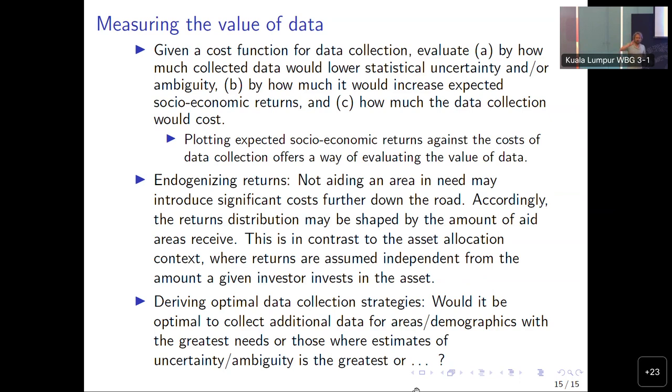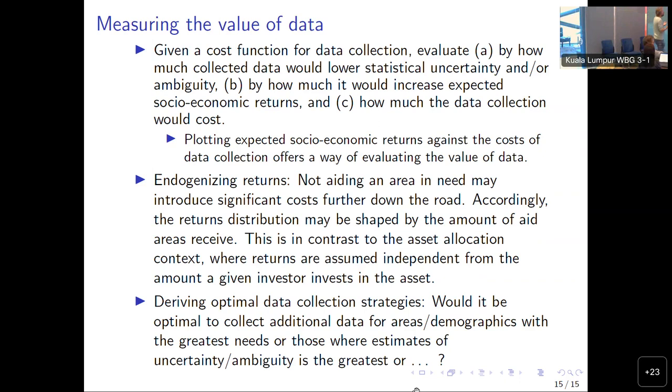We can work out what the expected social returns are, and we are able to attach a cost. So we're in a situation where we can go out to collect data. We know how much it costs us to collect data, and we know what it gives us in terms of additions to the position, which in turn leads us to better expected returns. Then by plotting one against the other, the expected social returns against the cost of data collection, it provides one way of trying to work out the value of data. And then we can do that under different decision making contexts.